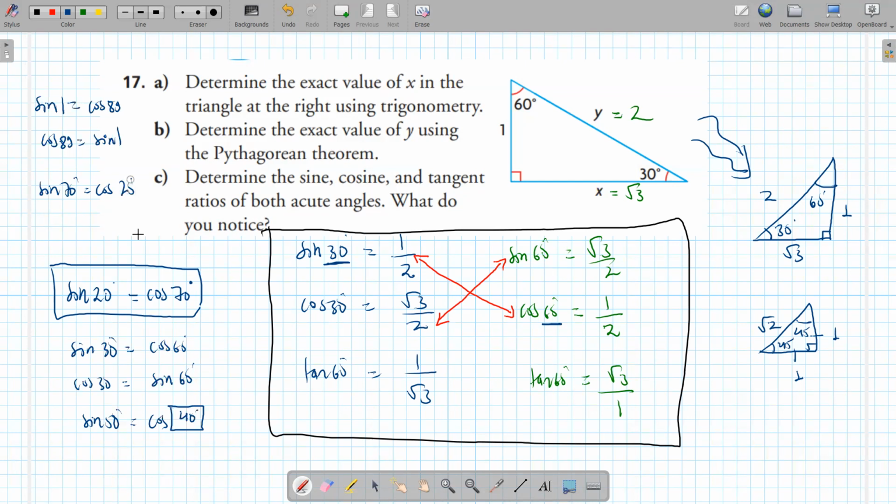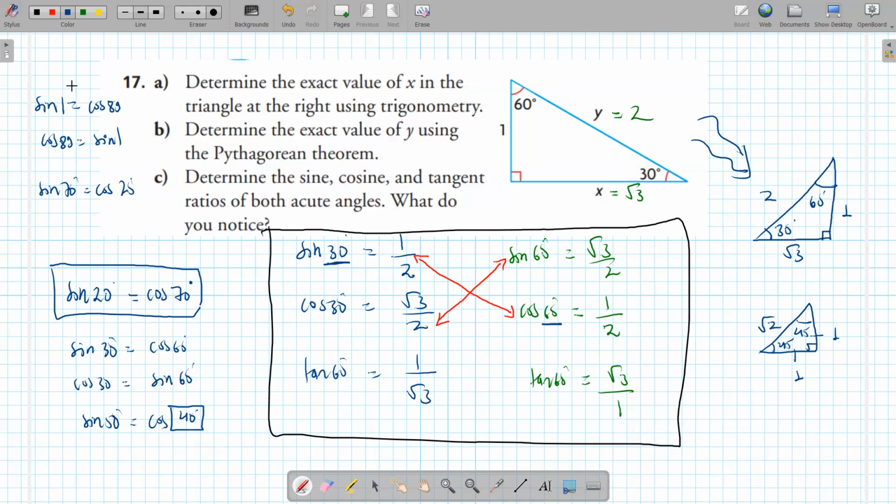It'll be 20. So what we notice is that sine and cosine are complementary. If you have one ratio, you can get the other one by doing 90 minus that angle. On the other hand, tan is sine over cosine.